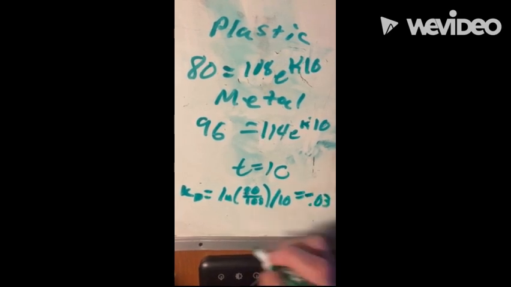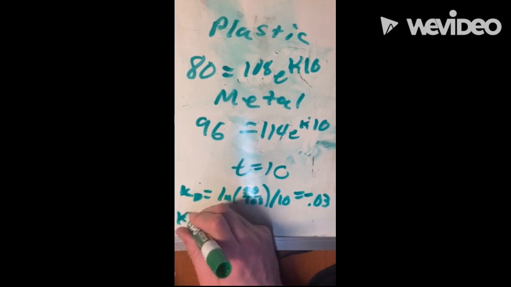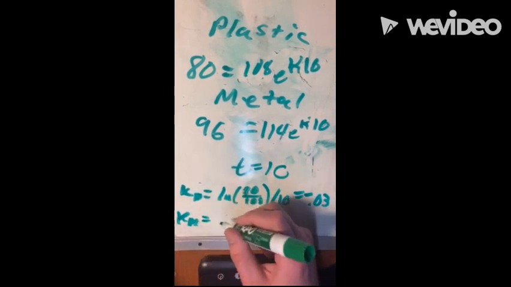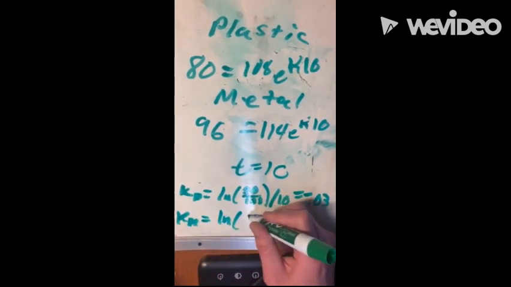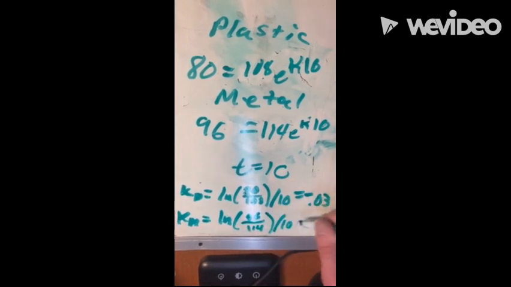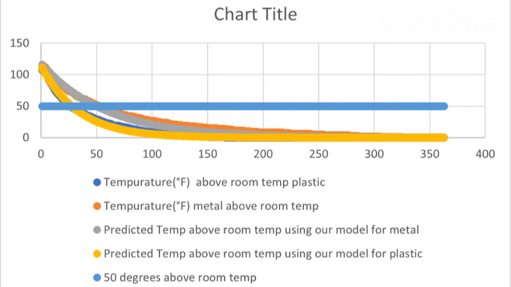Our k value for our plastic cup is approximately negative 0.03. Our k value for our metal mug is approximately negative 0.017. The difference in k value is going to just describe the length of time the heat is retained by the liquid. So when contained in the metal mug, the heat will last for twice as long as it would in the plastic cup.